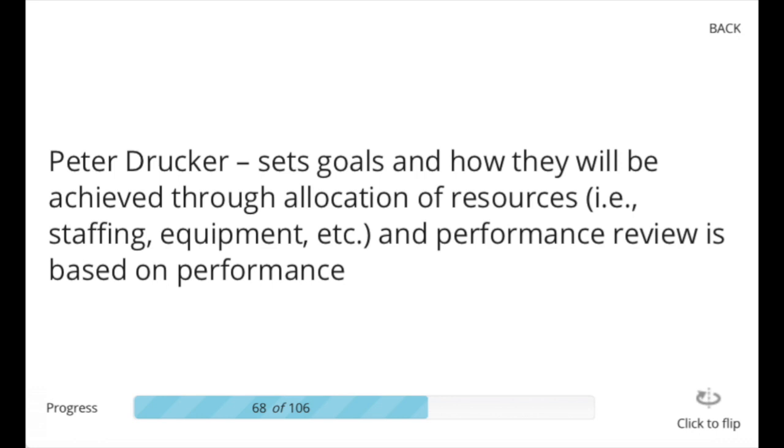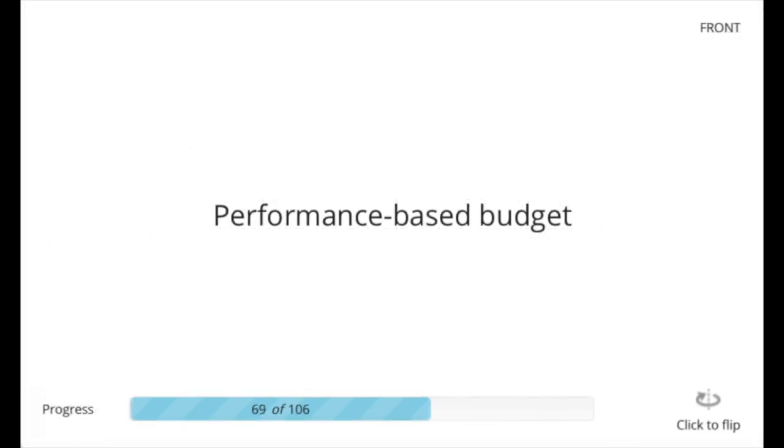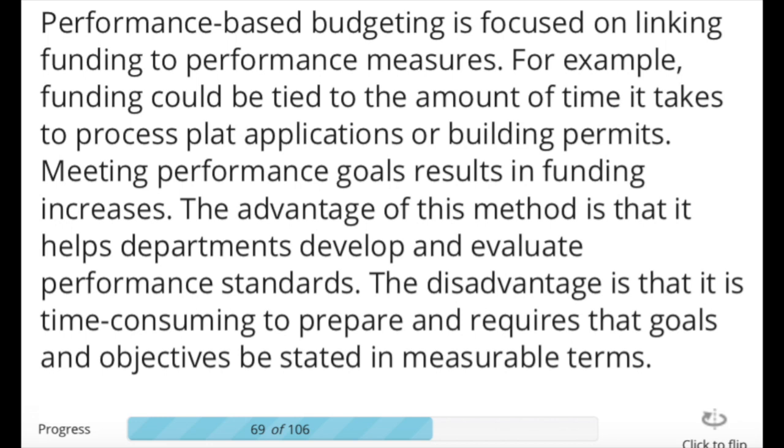Management-based budgeting is more common with private firms, developed by Peter Drucker, basically setting goals, achieving them through the allocation of resources, and incorporating performance reviews. Performance-based budgeting is very similar. However, meeting performance goals results in funding increases. A disadvantage is that it's very time-consuming to prepare the necessary measurables.